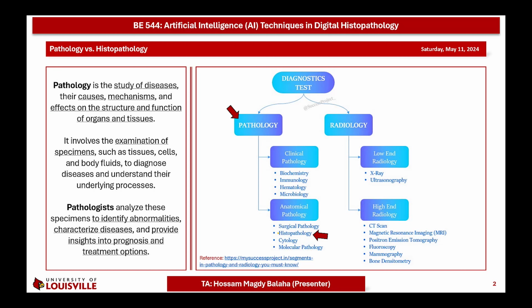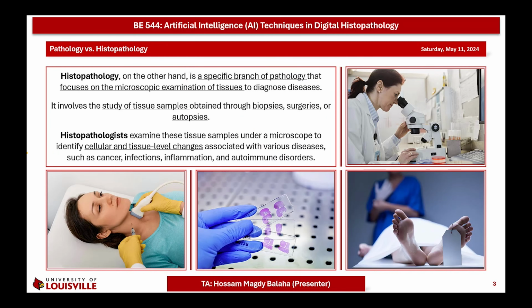Also, pathology can be partitioned into subgroups: clinical pathology, such as microbiology and biochemistry, and anatomical pathology, where histopathology is part of it. So, what is histopathology? Histopathology is a specific branch of pathology that focuses on the microscopic examination of tissues to diagnose diseases. It involves the study of tissue samples obtained from different sources such as biopsies and surgeries.